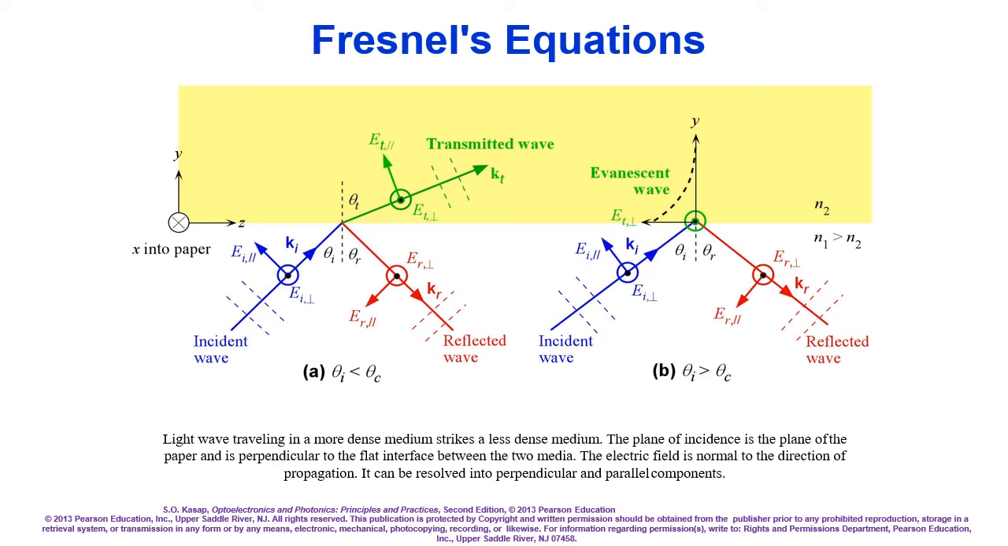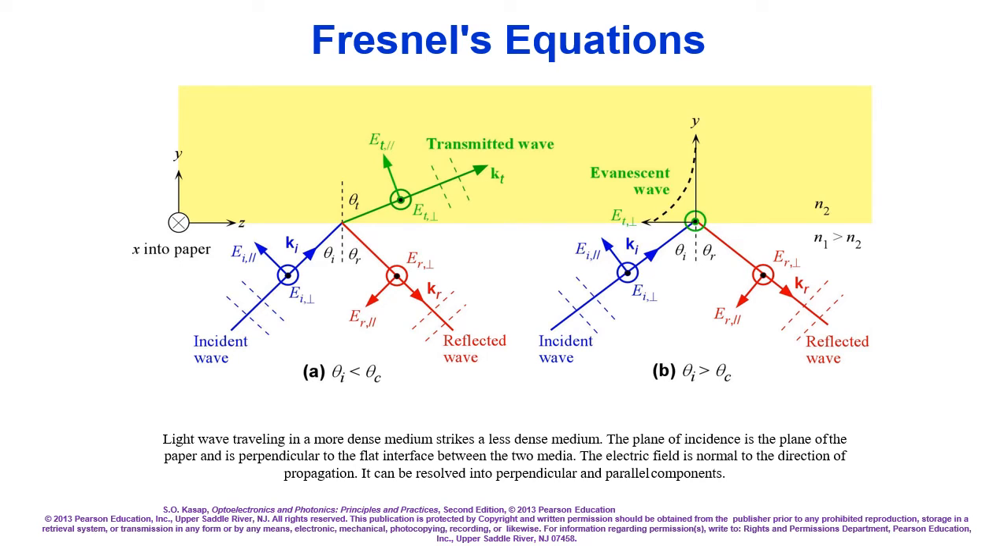Fresnel's equation is basically for when a light wave traveling in a more dense medium strikes a less dense medium. The plane of incidence is the plane of the paper and is perpendicular to the flat interface between the two media. The electric field is normal to the direction of propagation. It can be resolved into perpendicular and parallel components. So the electric field has two components, one parallel to the plane and another perpendicular to it.